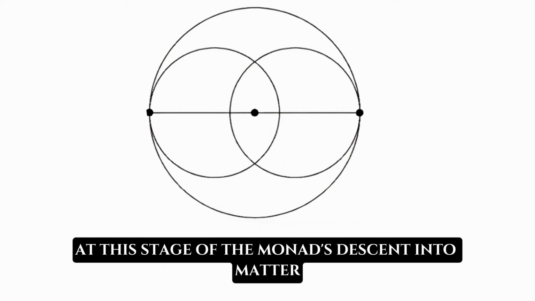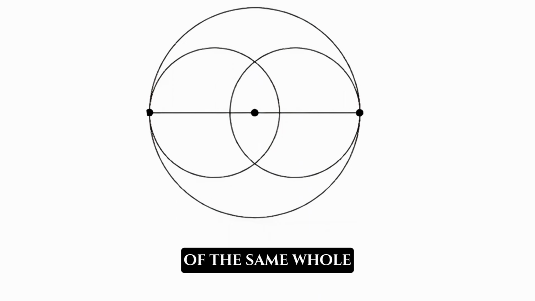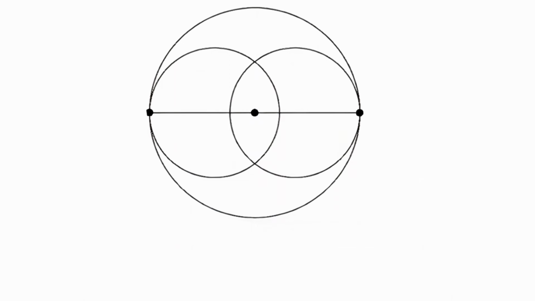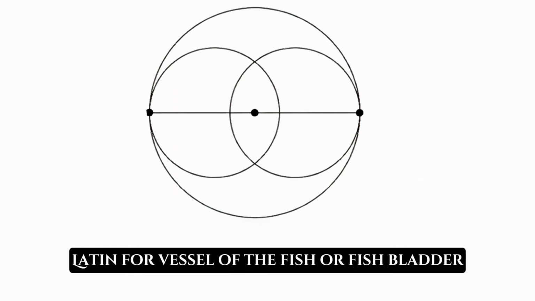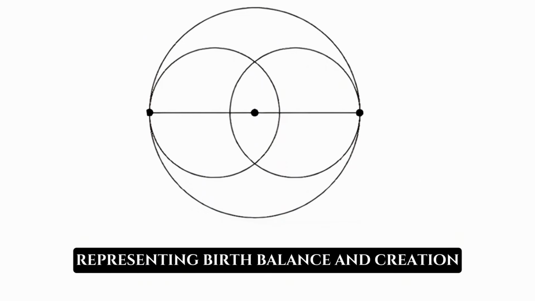At this stage of the monad's descent into matter, we now have two poles with opposing qualities of the same whole, and a zone where their fields intersect. This overlapping area is known as the Vesica piscis, Latin for vessel of the fish, or fish bladder. This form is one of the core symbols of sacred geometry, representing birth, balance, and creation.